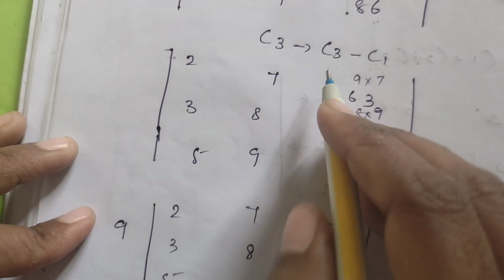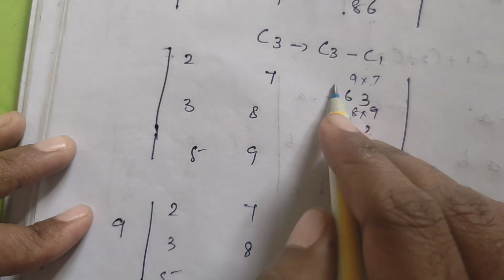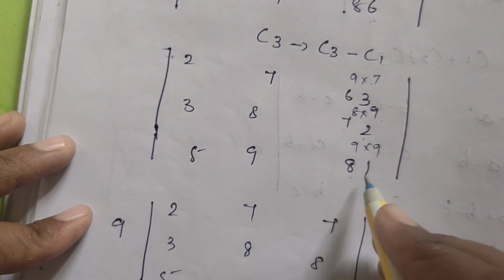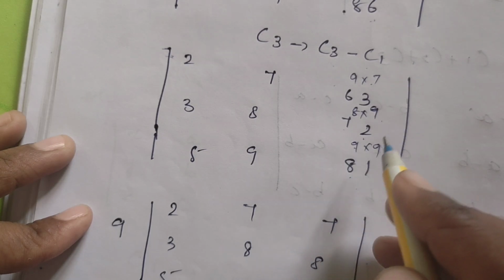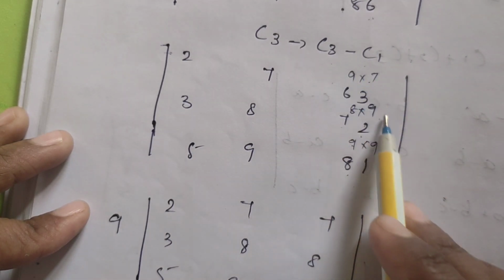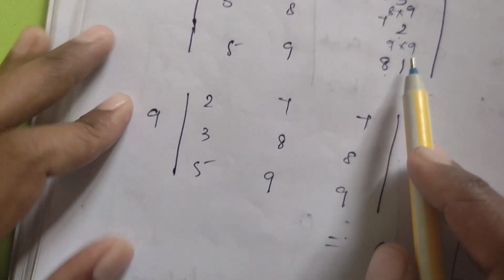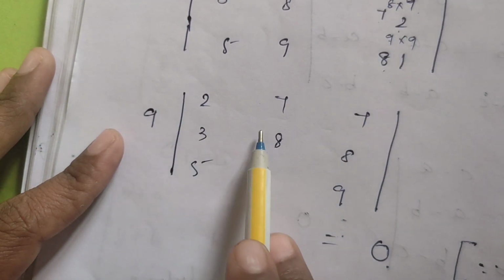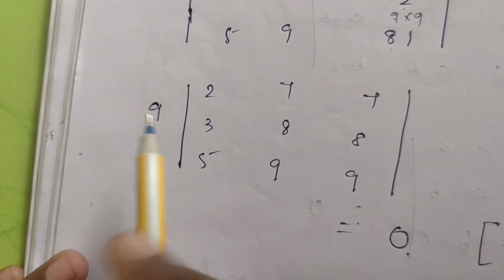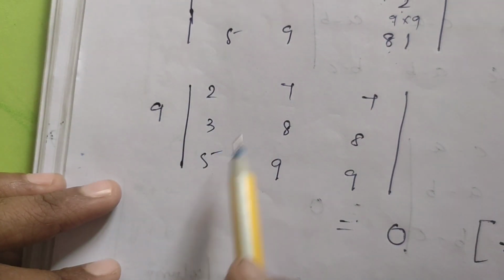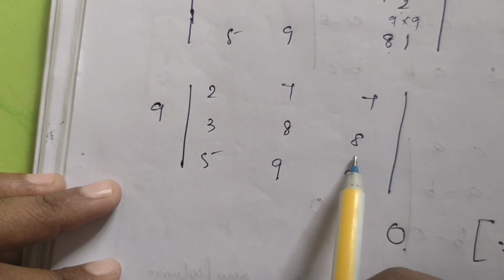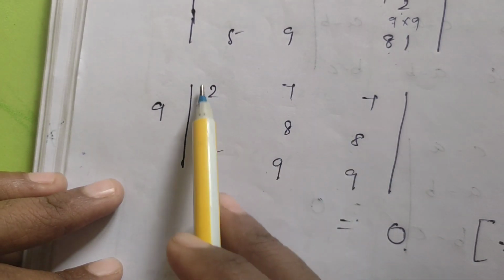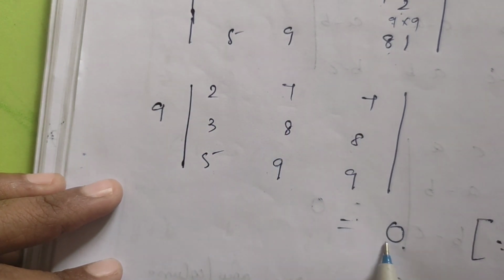This 63 can be written as 7 into 9, 72 can be written as 8 into 9, and 81 can be written as 9 into 9. Therefore, 9 is the common multiple. I will take 9 out from this determinant. This is also one of the properties. Therefore, the rows are 2, 3, 5; 7, 8, 9; 7, 8, 9. The two columns are identical. Therefore, the determinant value is equal to 0.